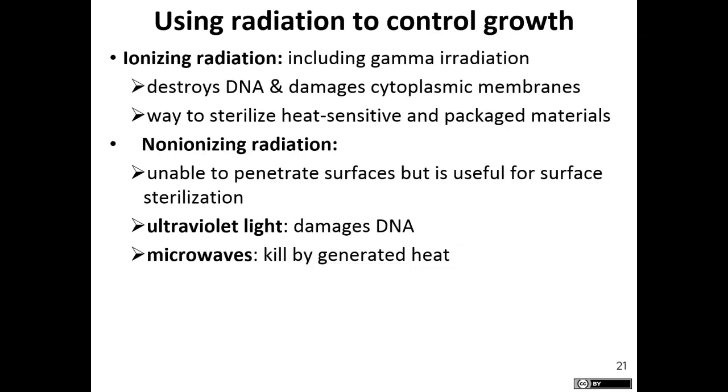UV radiation damages the DNA, causing what we call thymine dimers. DNA is composed of adenine, guanine, thymine, and cytosine. If there are two thymines sitting together on the same strand, they will bond together, and that keeps them from being able to bond to anything else. That causes mutations within the DNA, and then the DNA can't be replicated properly. And then microwaves kill via heat that is generated.